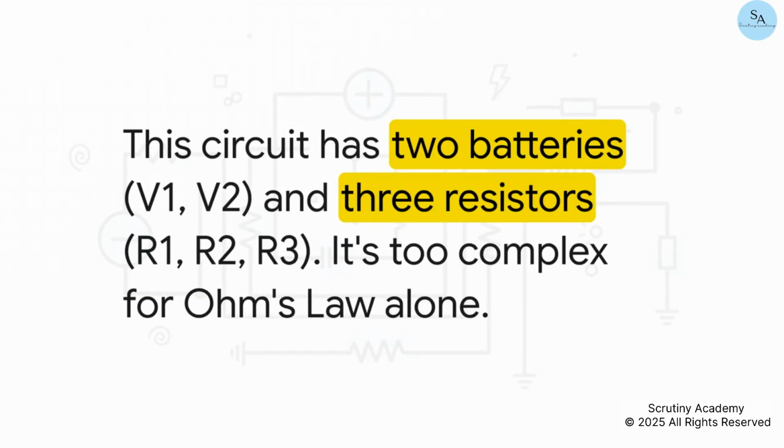All right, have a look at this circuit. We've got two different batteries, V1 and V2, and 3 resistors all connected together. See how there's no way you could just simplify this down to a single equivalent resistance? It's just too tangled. This is the perfect job for Kirchhoff's laws.